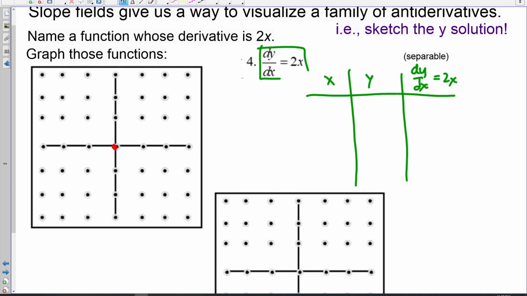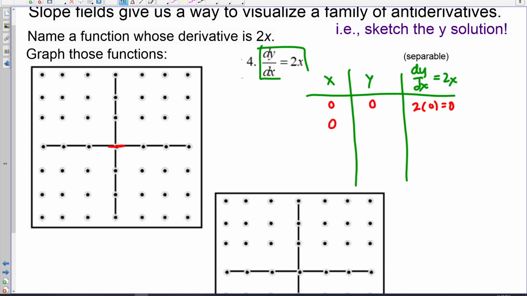Let me pick a point here, which is 0, 0. If I pick 0, 0, what is the slope? The slope would be 2 times the x value here, which would be 0, which is 0. So any y that went through 0, 0 would have a slope of 0. So whatever y looked like, when it went through here, it would have a slope of 0. It should be a horizontal line when it comes here. So right here at 0, 0, the slope field would be a horizontal line.